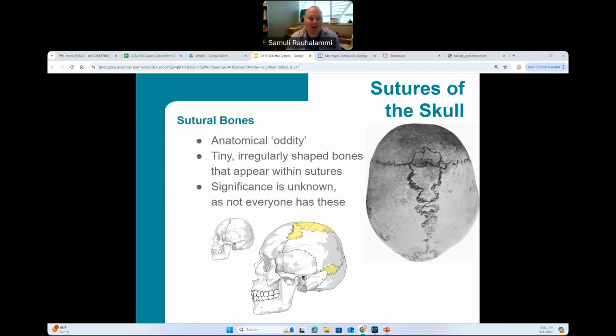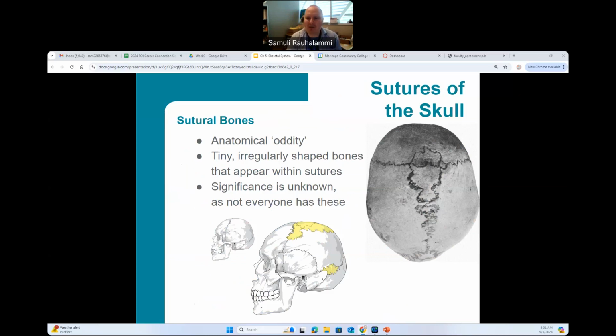This is not part of the actual learning material, so I don't want you to worry about it, but I thought that it was an interesting anatomical oddity to mention to you. Often students end up thinking that anatomy and physiology are really black and white, as textbooks may sometimes make it seem, but there's a lot more variety that we'll see. So I wanted to talk about sutural bones real quickly.